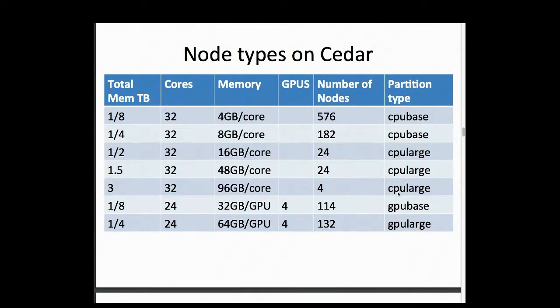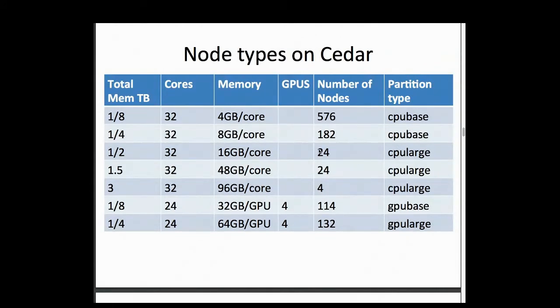In addition to these Venn diagrams, we're going to start with some other information here. As you may know, there are actually 7 types of nodes on Cedar. We've divided them into basic types of nodes. On Cedar, there are 576 4-gigabyte per core nodes, plus another 182 8-gigabyte per core nodes. Both of those are in CPU-based partitions. We have other nodes on Cedar. There are 16 gigabyte per core nodes, 48 gigabyte per core nodes, and 96 gigabyte per core nodes, or half, 1.5, and 3 terabytes for the different sizes.